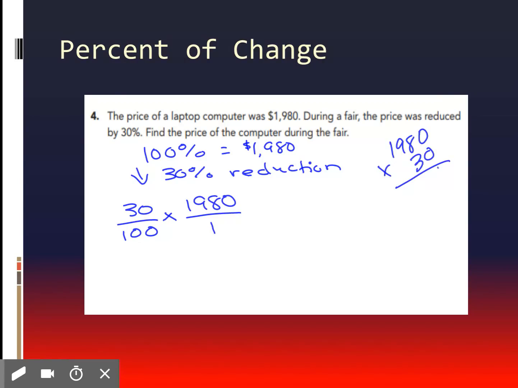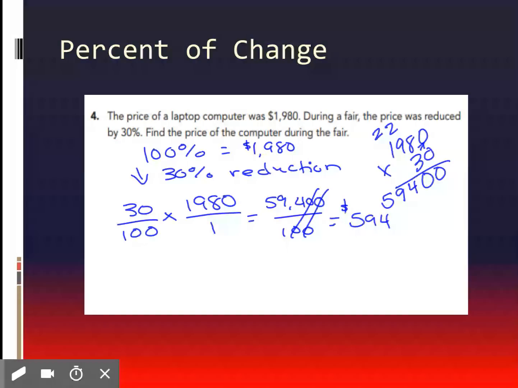And I'm just dropping that 0 because I have a 0 in the ones place. 3 times 0 is 0. 3 times 8 is 24. 3 times 9 is 27, plus 2 is 29. And 3 times 1 is 3, plus 2 is 5. So I have 59,400 over 100. I'll cancel out my zeros and see that I have $594. So that was my change.